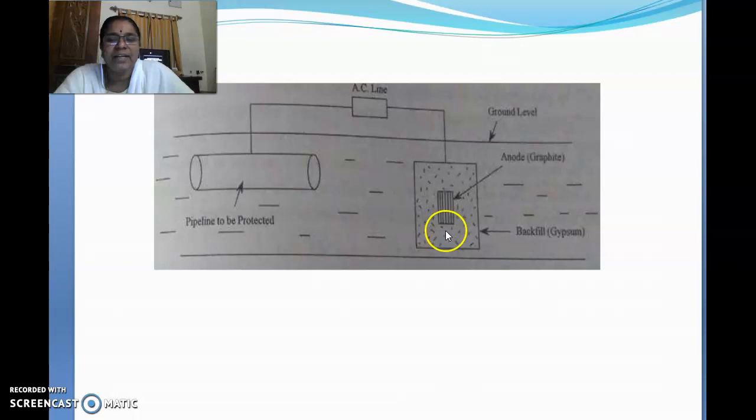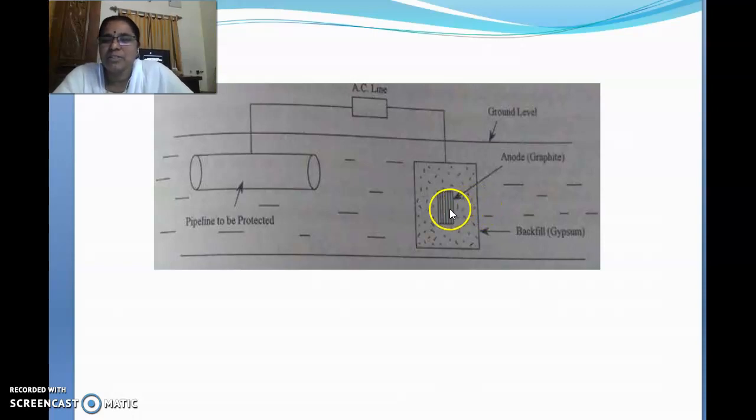Here, the more anodic one we connect is a graphite rod. This graphite rod has been filled with gypsum. Why should it be filled with gypsum? Because this is present underground, right? And moreover, this must be connected with an AC line, electricity cable or a battery source, whatever it may be. It is required in order to have electrical contact with the soil at all levels, at all times, because soil is not uniform at all places.